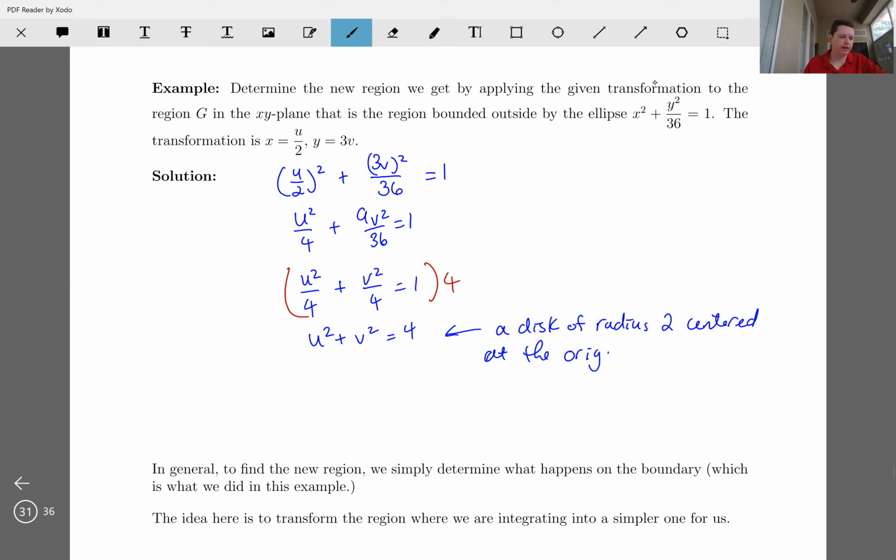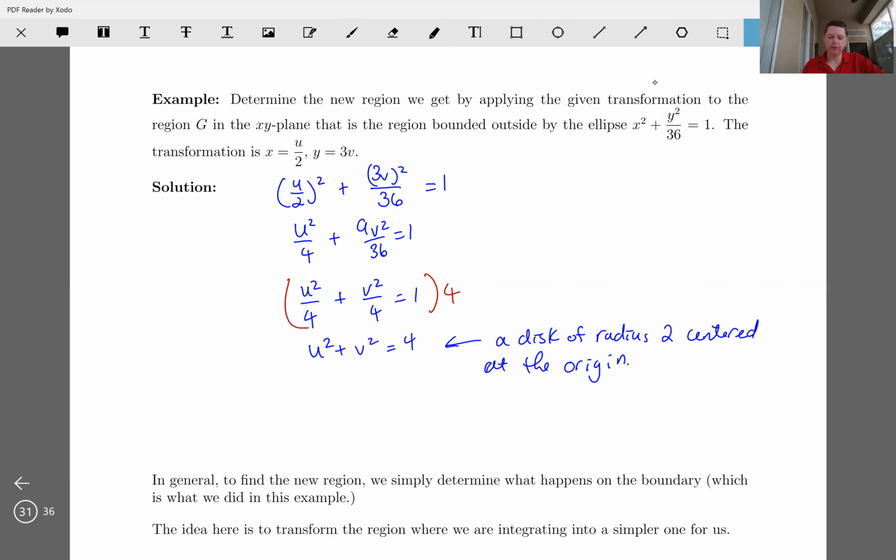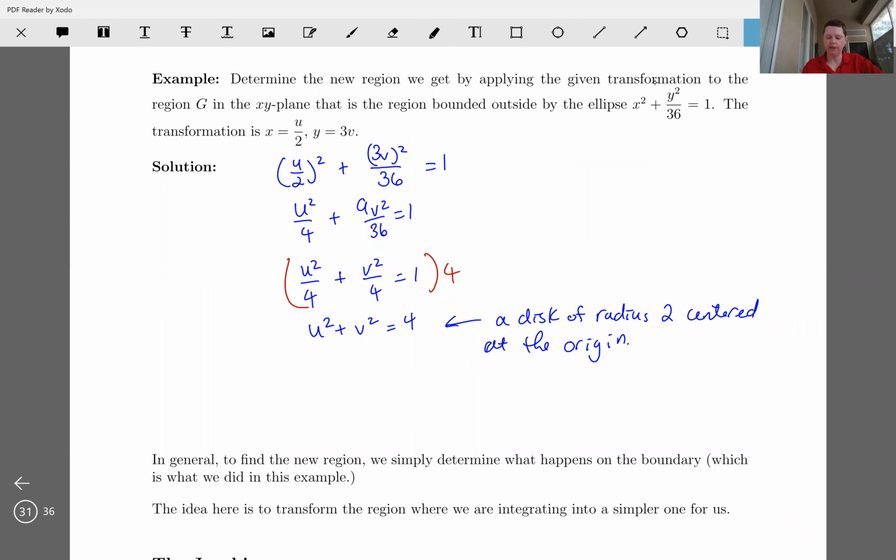So what we've done here is we've transformed our ellipse into a circle. And in general, when we're trying to do something like this, to find our new region, we simply determine what happens on the boundary, and that's exactly what we did in this example. And everything else follows. So the idea here is that we want to transform the region we're integrating into one that's simpler for us. For example, here we transformed an ellipse into a circle. A circle, if we're, let's say, transforming to polar coordinates, is easier. All we have to do, r squared equals 4, r is going to range from 0 to 2, theta is between 0 and 2 pi, and we're integrating something simpler.